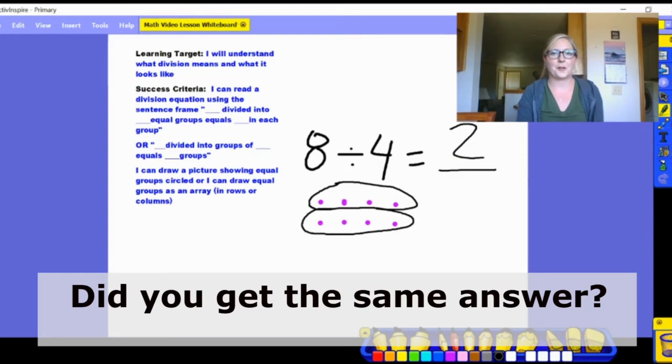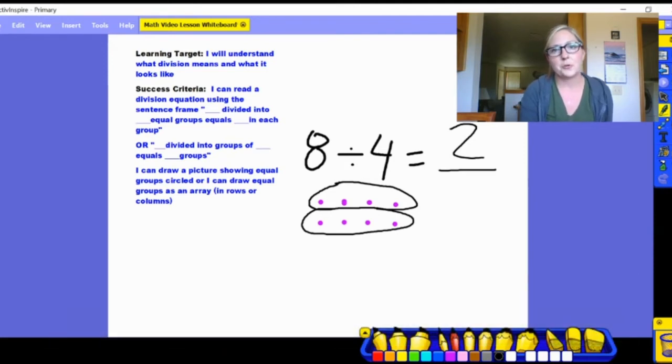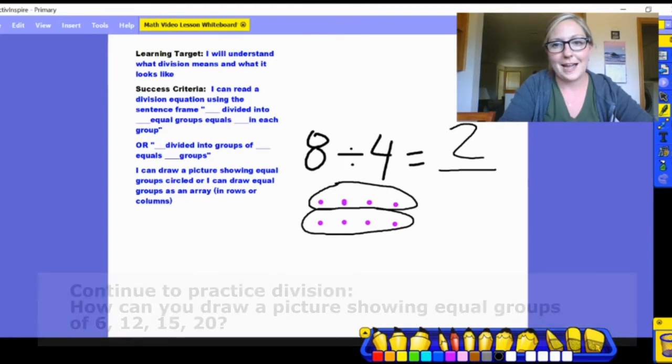2 groups of 4. So reading this equation as a sentence, I could say 8 divided into groups of 4 equals 2 groups. Or 8 divided into 4 equal groups equals 2 in each group. How did you do?